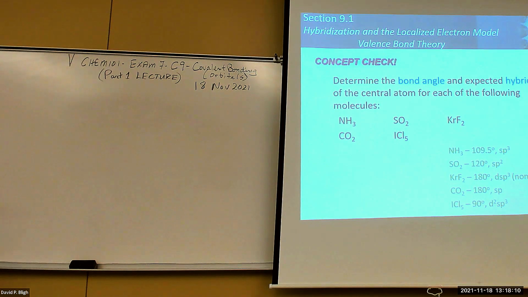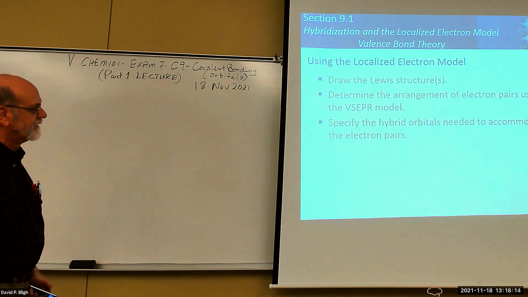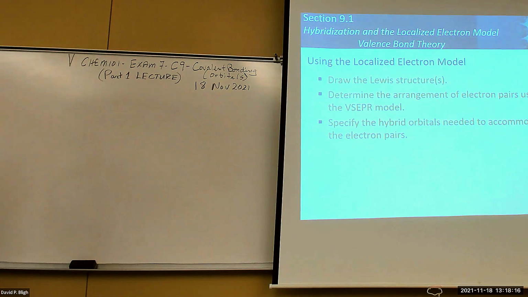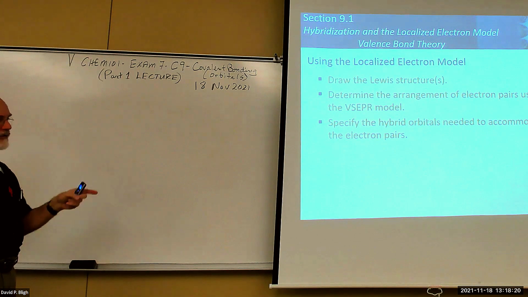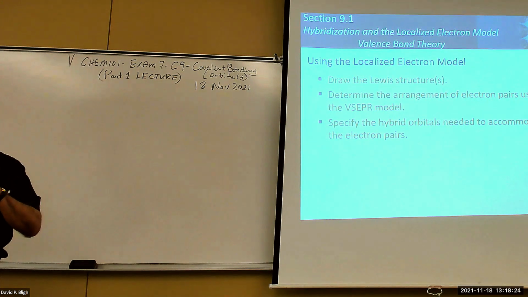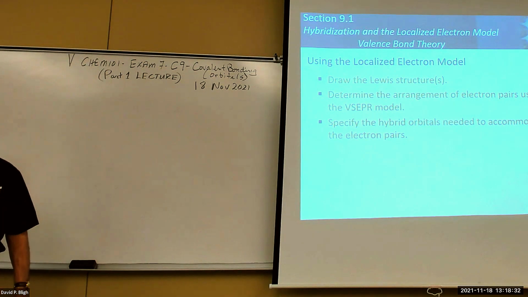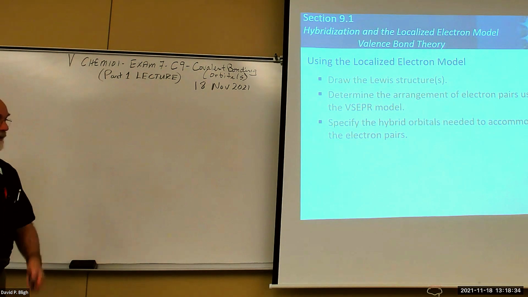Good. I only got 2 more slides. Just a reminder: Lewis dot structure, then use VSEPR to determine the arrangement of the electron pairs, or the electron groups, I would say. Once you know how many of them there are, then you can translate that into hybridization and electronic structure for that matter.